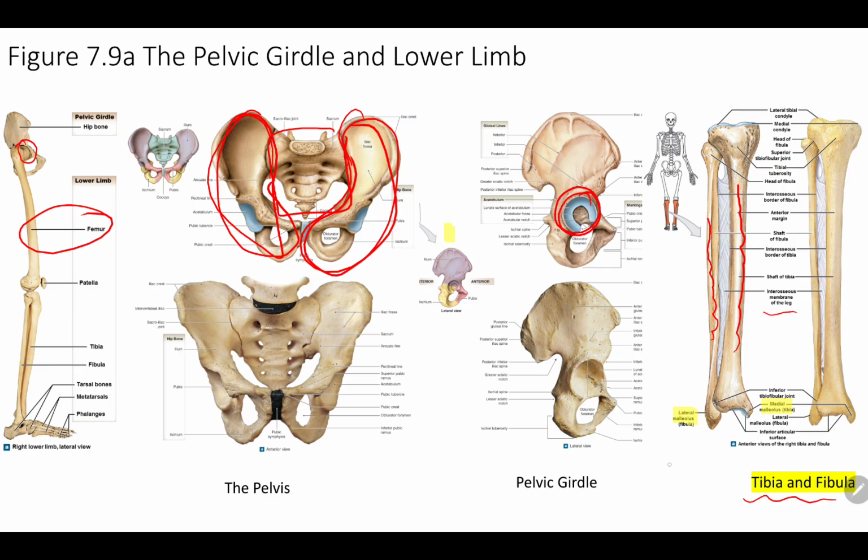So remember that the fibula will have a lateral malleolus. This lateral malleolus is going to be important for articulating with the talus or those tarsal bones. Okay? So remember the fibula has the lateral malleolus because it's on the lateral portion of the leg. And remember the tibia has the medial malleolus, okay, because it's on the medial portion of the leg.